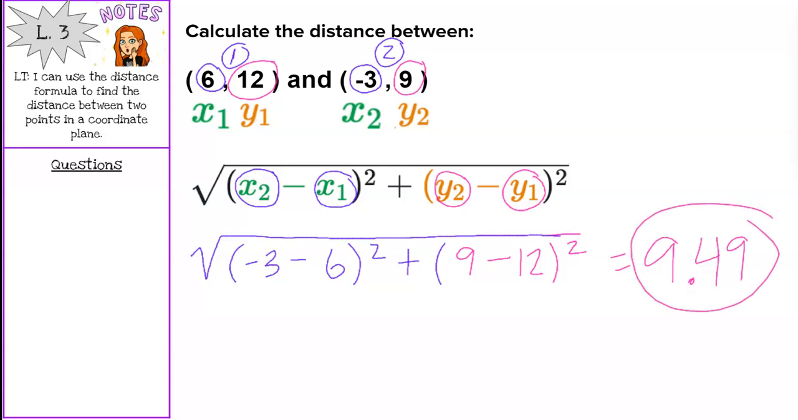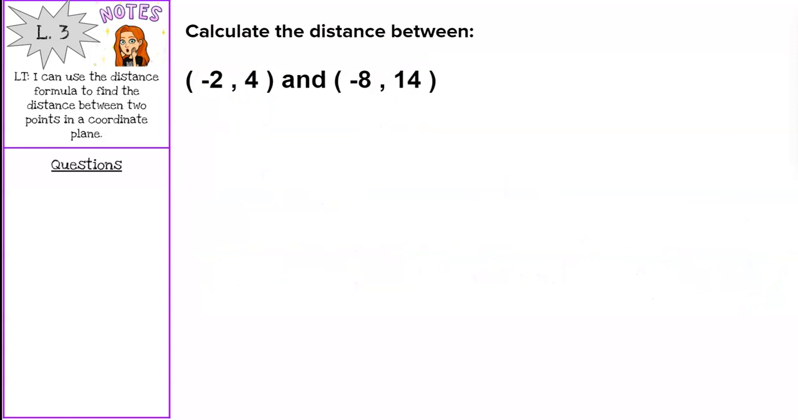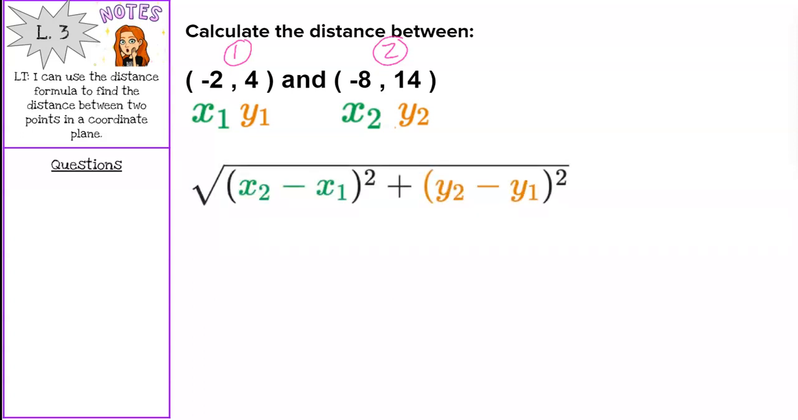So let's do one more example. Calculate the distance between negative 2, 4 and negative 8, 14. Again, first thing to do is label those coordinate points. We have our first pair, so x1, y1. Then we have our second pair, so x2, y2. And then we have our distance formula, so we are going to substitute in our values. We're going to start by making that square root.